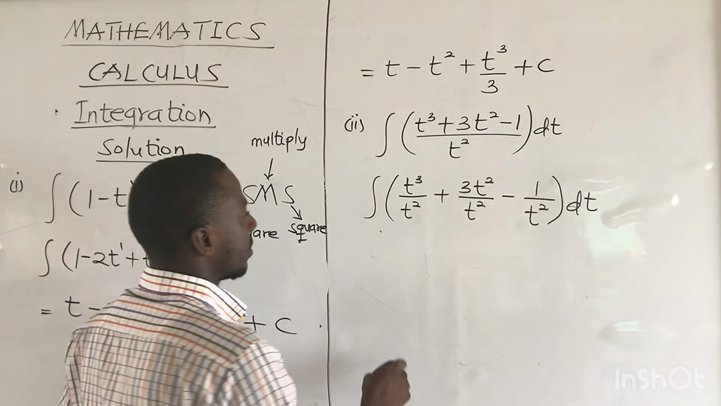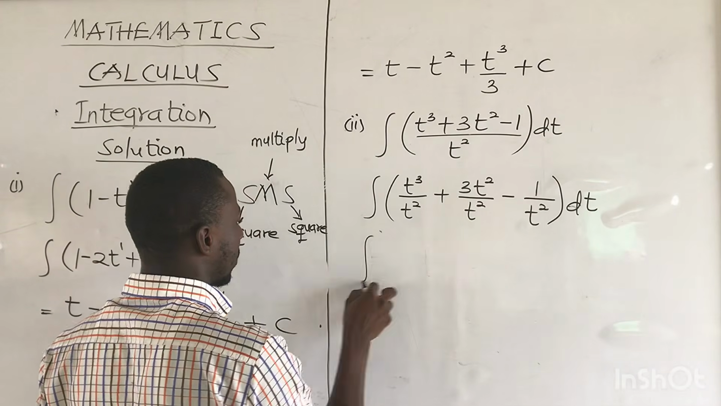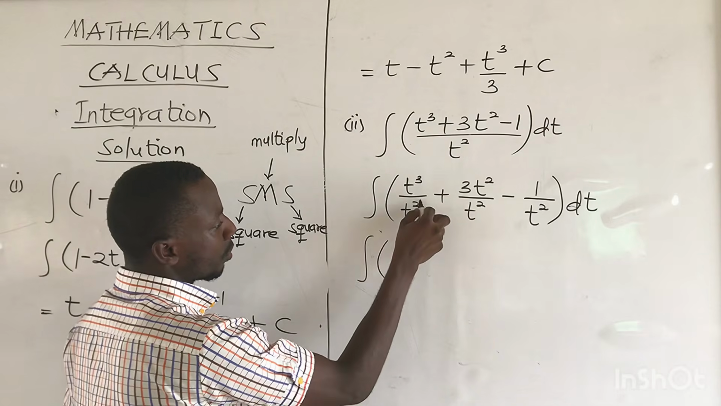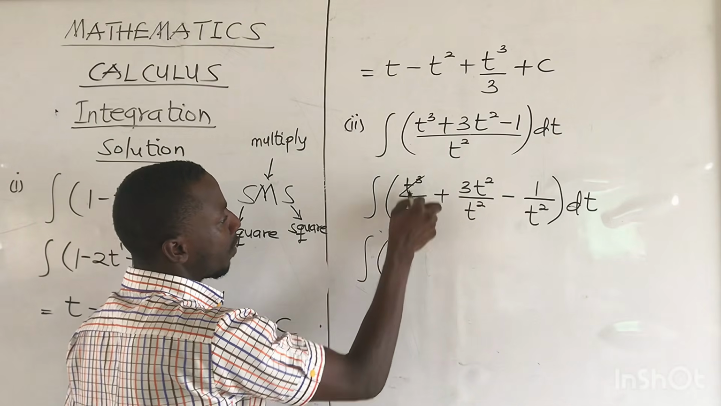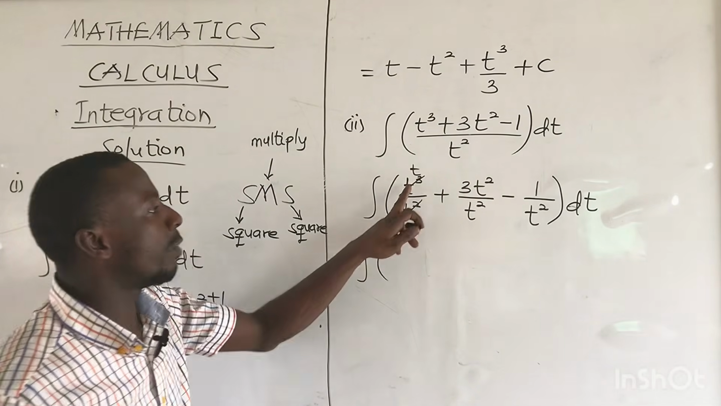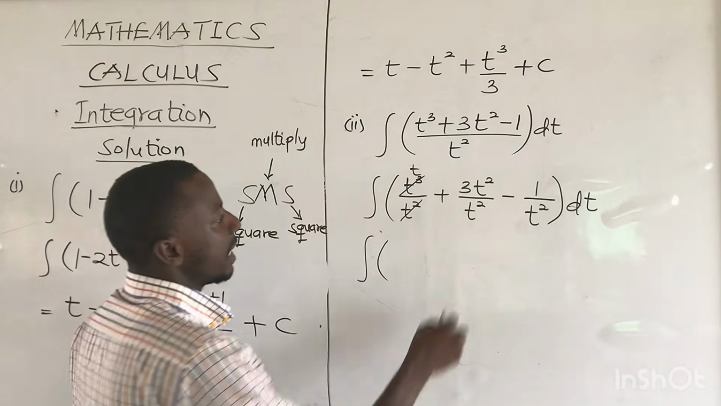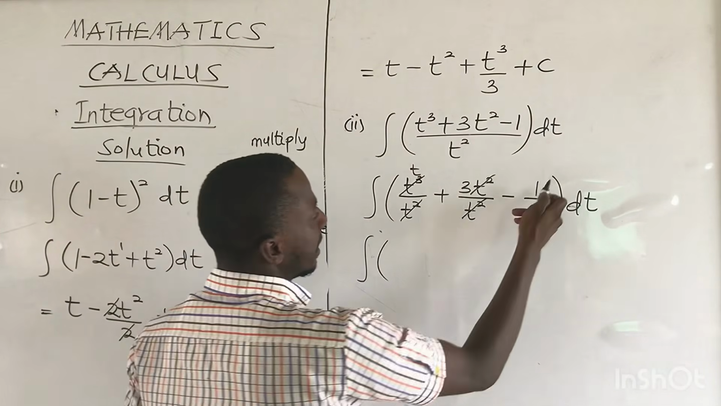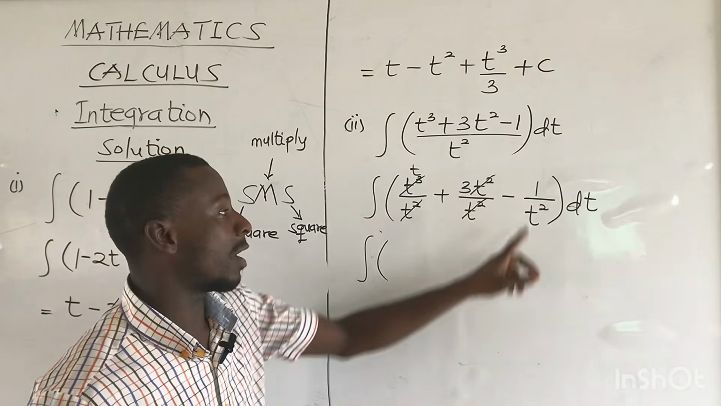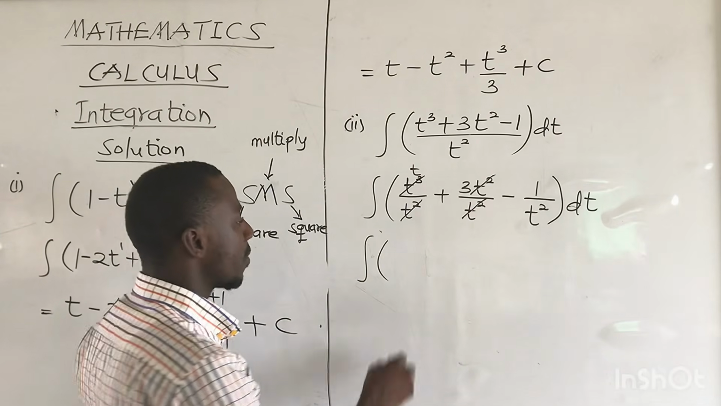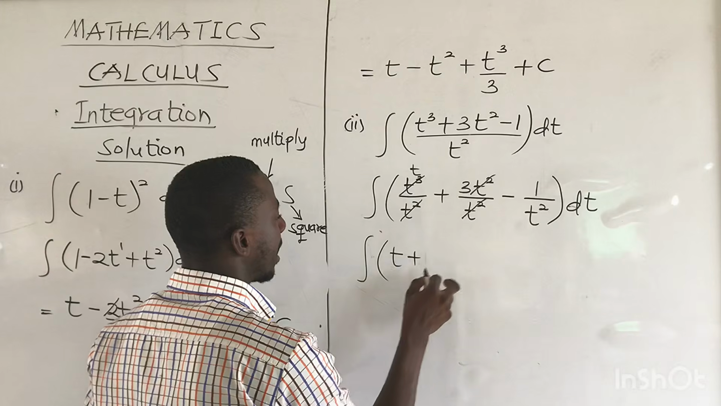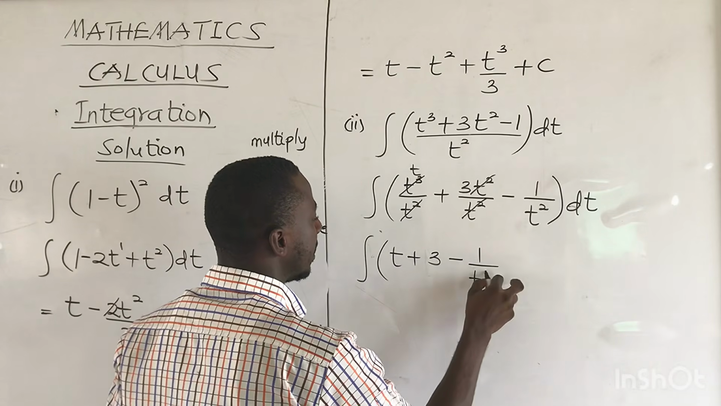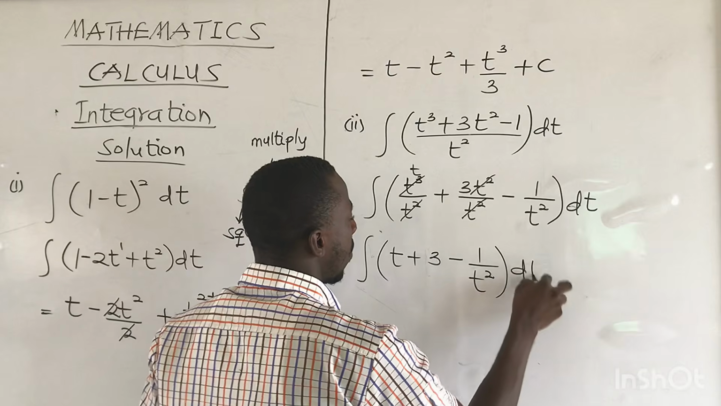So from here, we can simplify. Over here, the t, there are 2. So we have 2 here, we have 3 here. When they cancel out, it will be left with a t. Then this will also take off this. We have 3. Then 1 over t squared, we still have 1 over t squared. So we are going to get t plus 3 minus 1 over t squared, all dt.